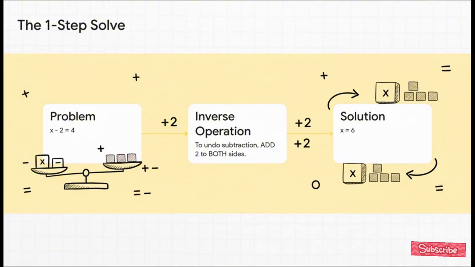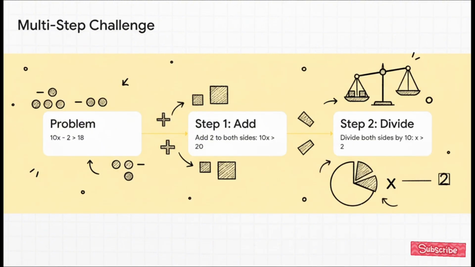We add 2 to the left side. And remember the golden rule? To keep it balanced, we have to add 2 to the right side too. And just like that, we've got our solution, x equals 6. All right, you got the one step down. Let's level up to a multi-step challenge.